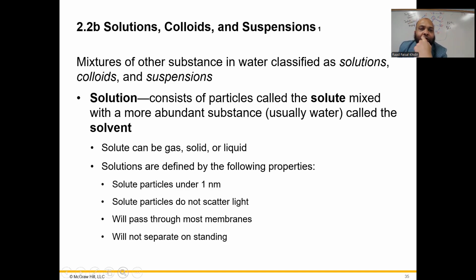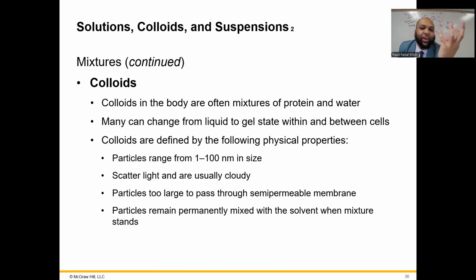A colloid is similar to a solution, but it is more thick. A solution is excellent in dissolving. It dissolves everything. But the problem is a colloid did not dissolve everything. So it's a little more thick. A colloid is a mixture of protein and water. So it is not just water, it's water and protein, like the cytoplasm. It's like a gel. So many can change from liquid to gel state within and between the cells.